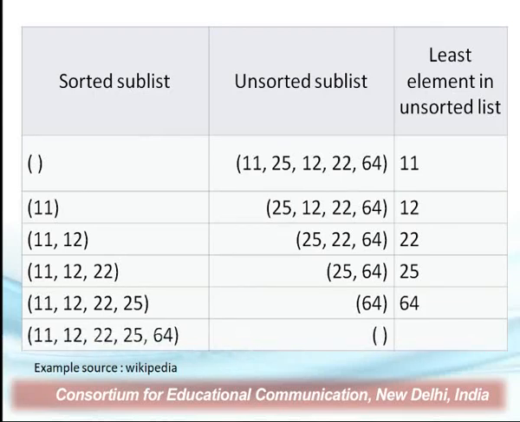Here you can observe that with every iteration the unsorted sublist is shrinking. The starting boundary is moving to the right, and ultimately the unsorted sublist has no element. For the sorted sublist, the right side boundary is moving to the right. So initially the sorted sublist was empty, and at the end it will have all the elements. The unsorted sublist will have no element.